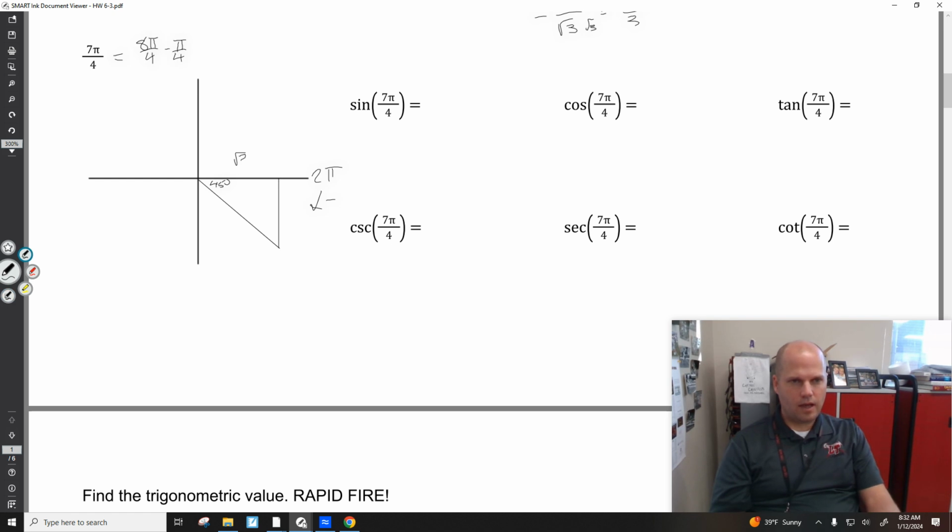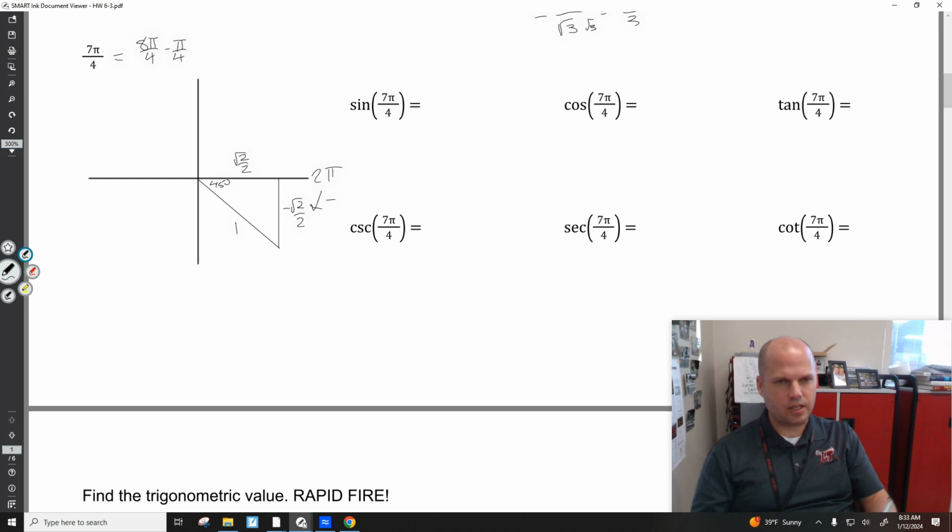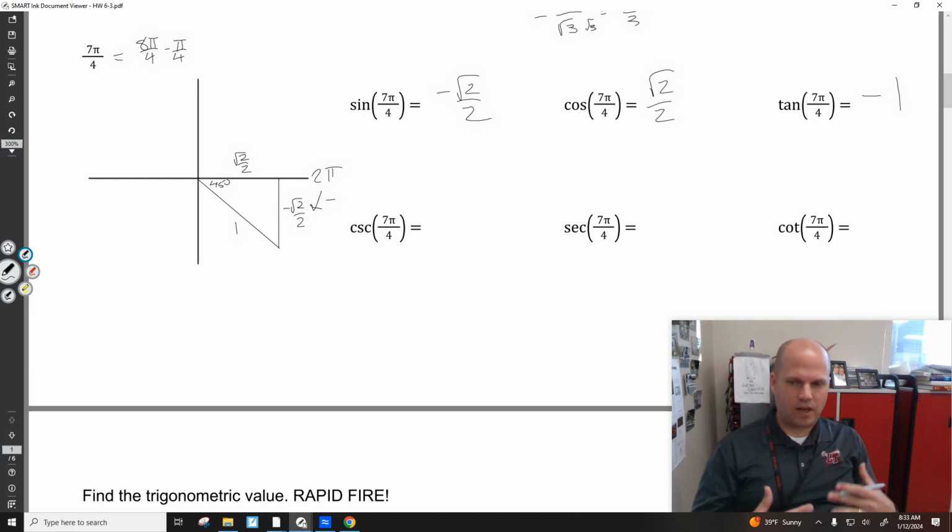The x distance and the y distance are the same because it's our isosceles right triangle with a radius of 1. The side lengths are root 2 over 2. Boom, sine, cosine, the same. Cosecant, secant are going to be the same. Tangent's going to be the same. Cotangent's going to be the same. Sine, I'm going down, negative root 2 over 2. Cosine, I'm going to the right, positive root 2 over 2. Tangent, something divided by itself is 1.